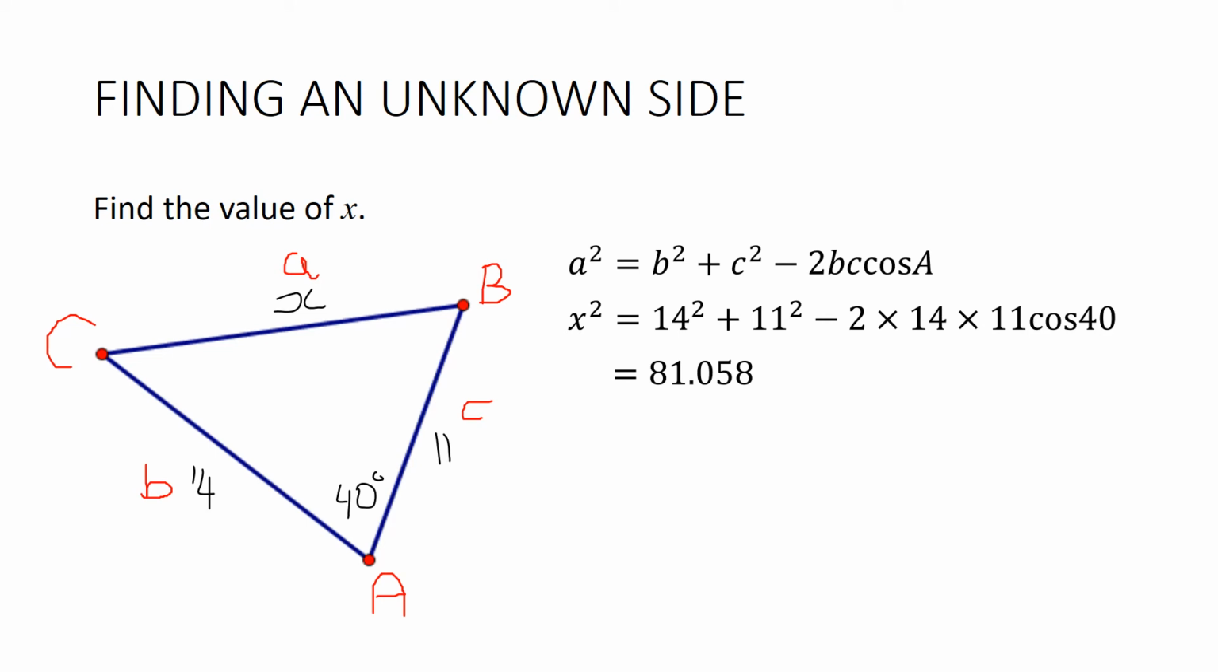That gives you 81.058. Now, does this remind you of anything? It's a little bit like Pythagoras' theorem. Remember at the end of Pythagoras' theorem you've got to do the square root? It's the same here. So this 81.058 is x squared. We don't want x squared, we want x. So we'll do the square root, and so the side length there, x, is 9.